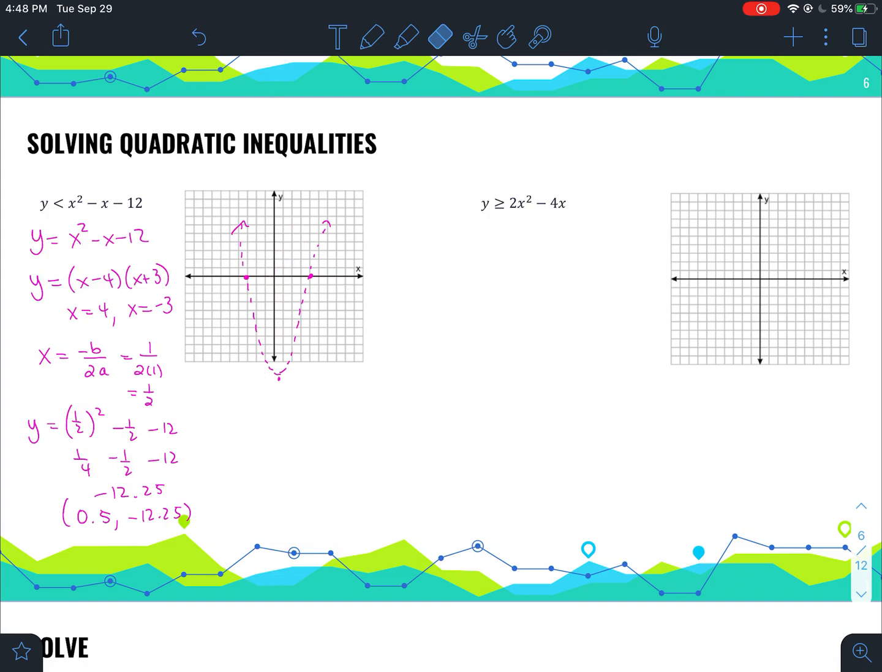I want my y values to be less than that parabola. So we could test this point. We can test 0, 0 to see if that's where I need to shade. So if I test the point 0, 0, is 0 less than 0 squared minus 0 minus 12? So is 0 less than negative 12? No. So I don't want to include that point. So I'm going to shade outside of my parabola. So that's what that graph would look like. Y is less than x squared minus x minus 12.